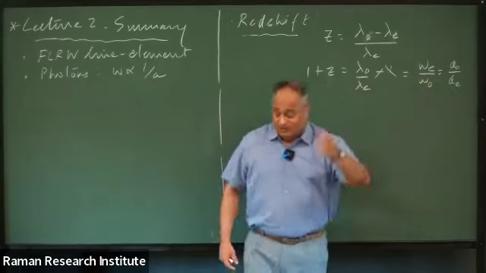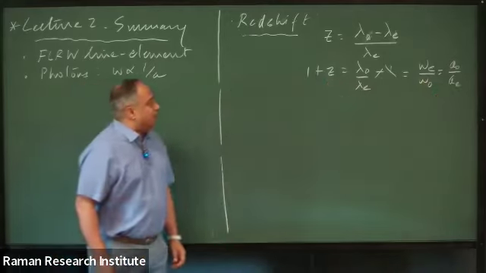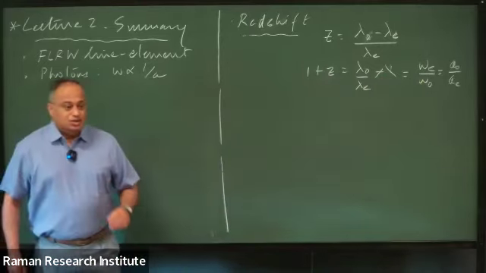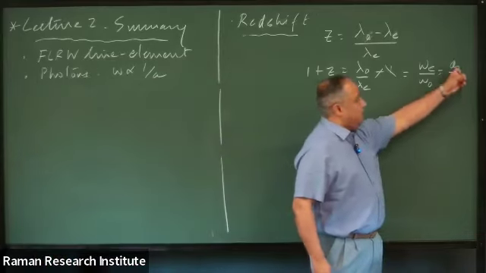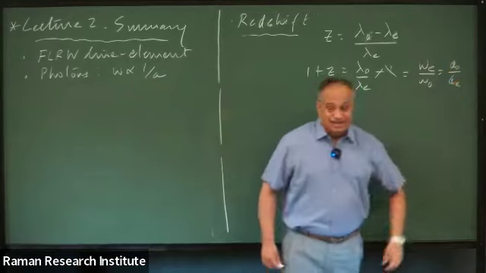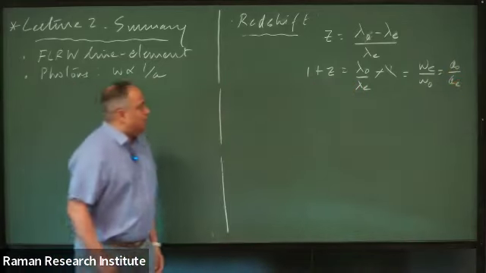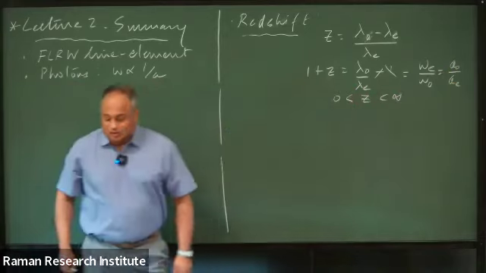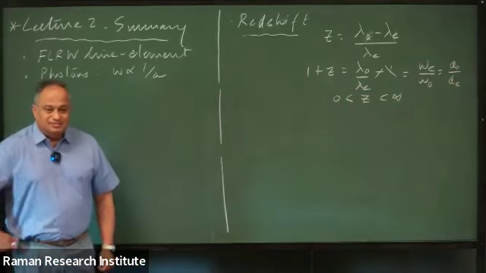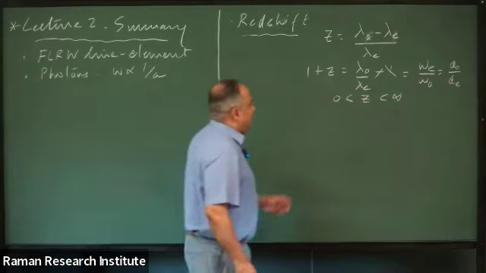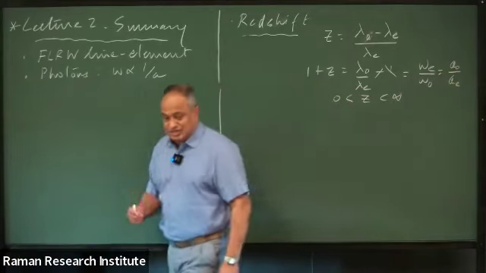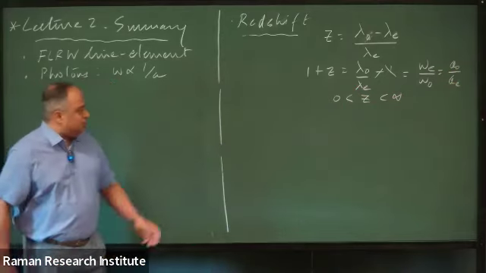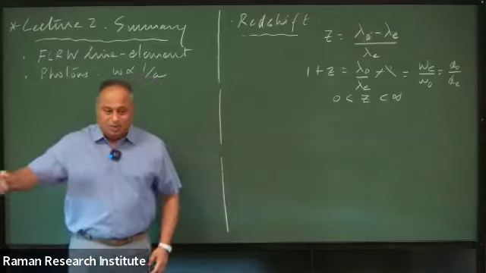What it essentially implies is that when you receive light from a faraway source, it comes from an earlier time when the scale factor was smaller, so A emitted is smaller than A naught, and therefore this is always greater than unity. Redshift therefore always goes from 0 to infinity. 0 corresponds to today, and infinity corresponds to the Big Bang. Cosmologists often use time or redshift equivalently. Late time cosmologists often use redshift to denote the different epochs.